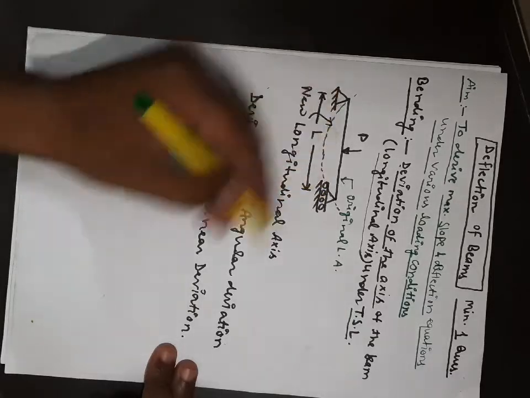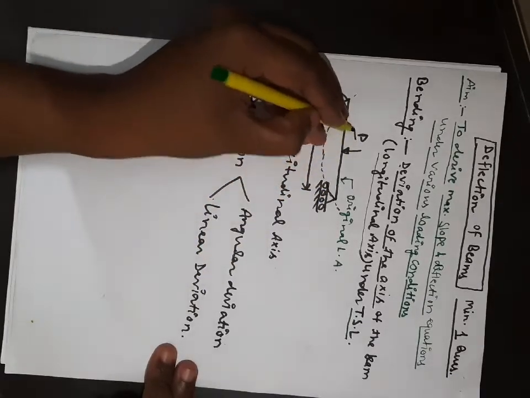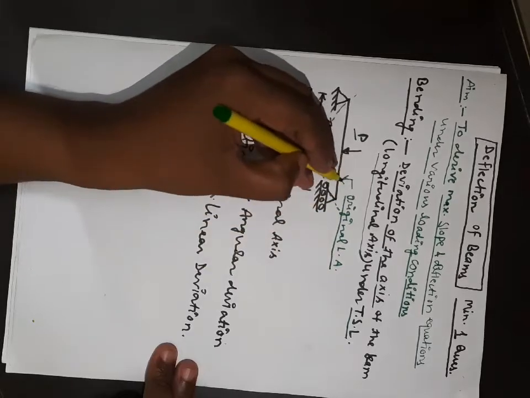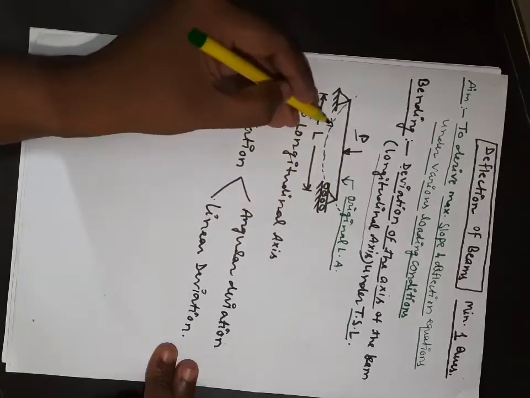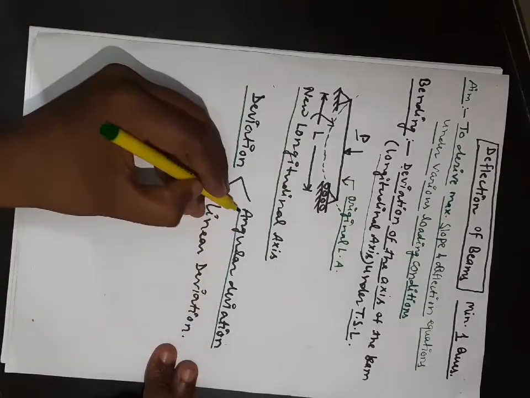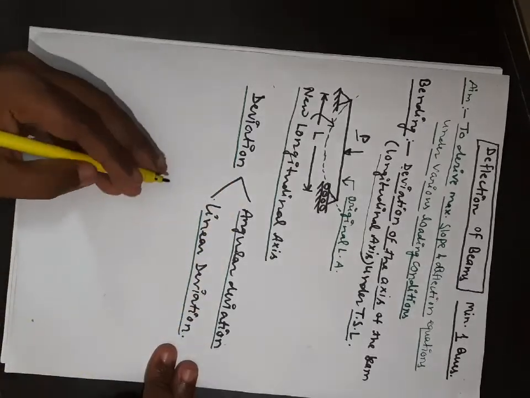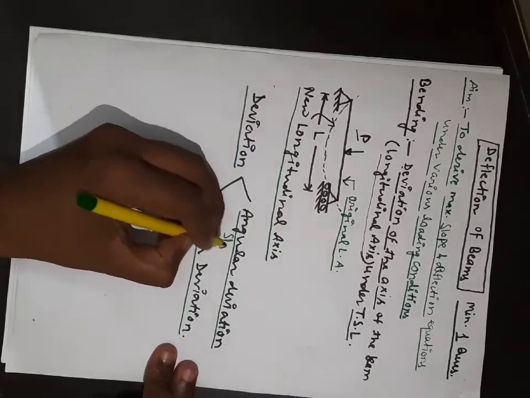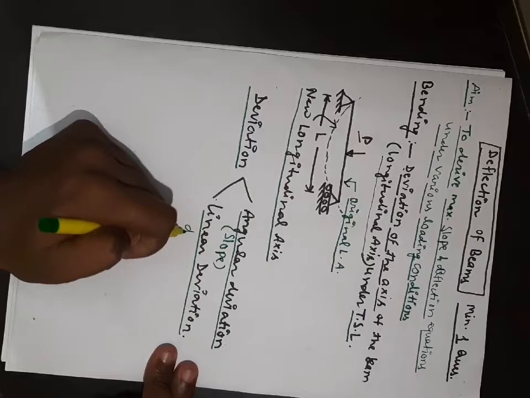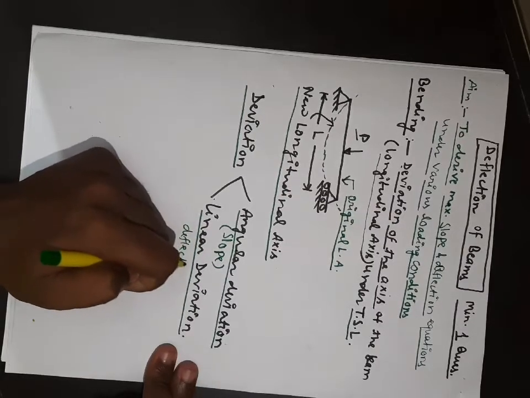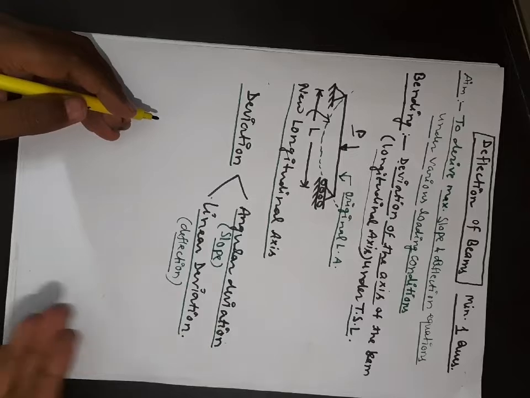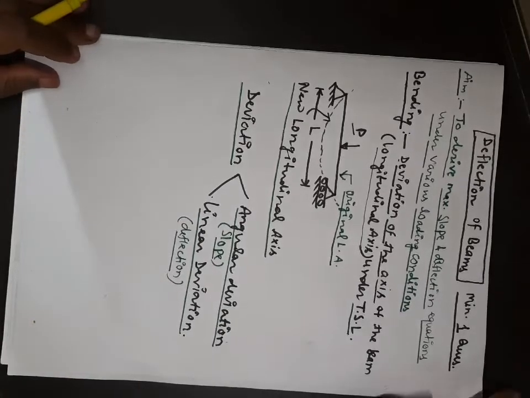I am drawing a beam that is simply supported and subjected to a point load acting over here. So initially this is our original neutral axis. After applying the load, the axis will deviate, and this will show the new longitudinal axis. So deviation is of two types over here. First one is angular deviation and second one is linear deviation. Angular deviation is known as slope, and linear deviation is known as deflection. So one by one we will discuss slope and deflection over here.